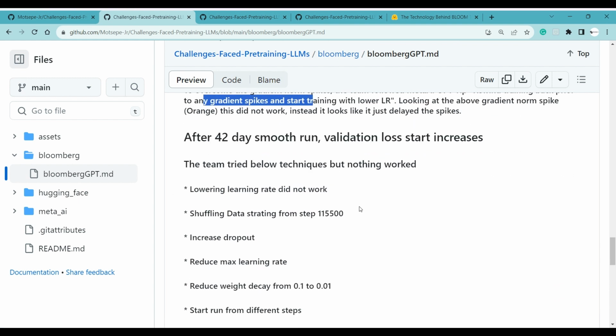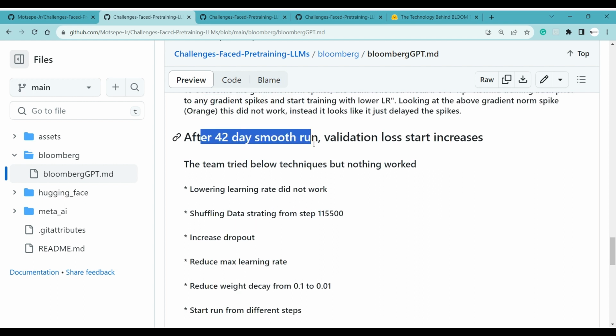But there was some success, right? Which we're going to cover, why they got the success. So after a 42-day smooth run, this is where they hit a rock. This is where the validation loss started increasing, and the team started doing certain things.